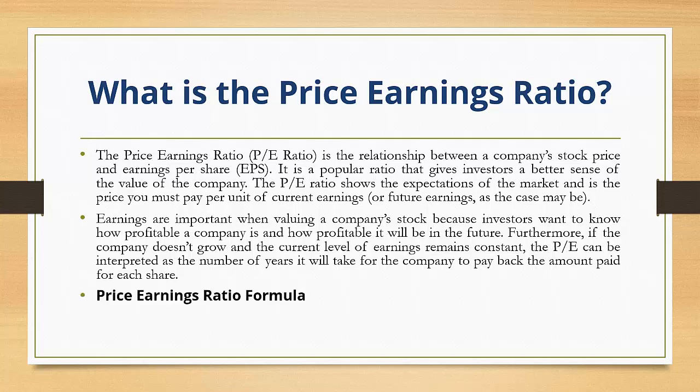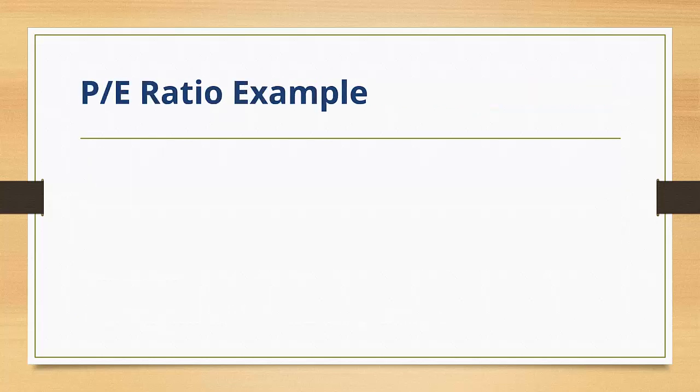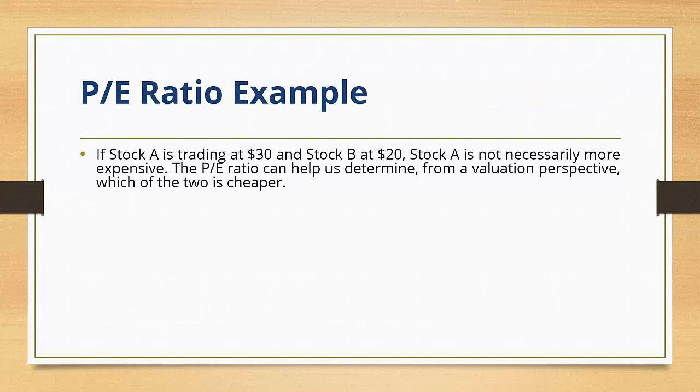Price to earning ratio formula: PE ratio is equal to stock price per share divided by earning per share. Let's have a look at the example. If stock A is trading at $30 and stock B at $20, stock A is not necessarily more expensive. The PE ratio can help us determine from a valuation perspective which of the two is cheaper.